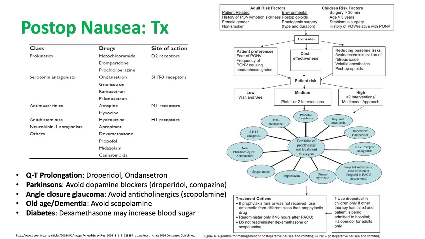And the bottom left of this slide shows some potential problems with antiemetic agents. QT prolongation with droperidol and ondansetron. Parkinson's disease, we're going to avoid dopamine blockers like droperidol and compazine. Angle closure glaucoma, we're going to avoid the anticholinergics like scopolamine. Someone who has old age or dementia, scopolamine would not be a great idea. And diabetic patients, just remember that dexamethasone can increase their blood sugar.